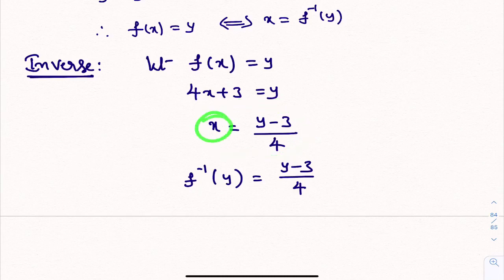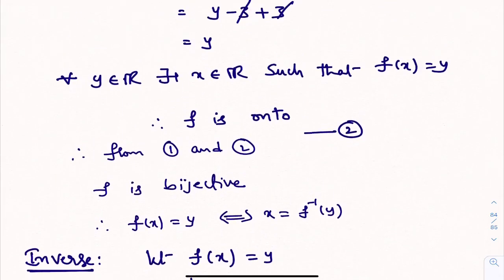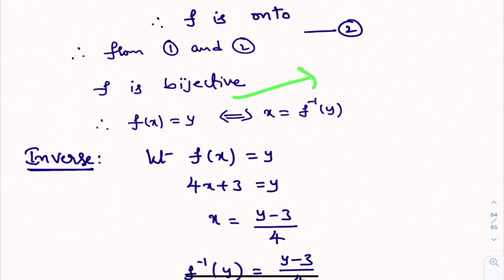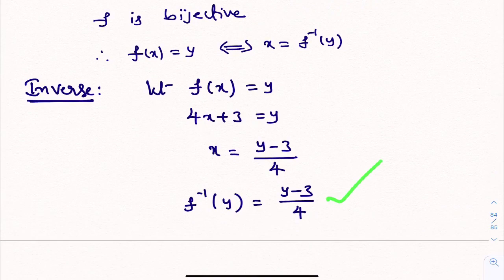Okay, what is x? x is f inverse of y. Look here, what is x? f inverse of y. f inverse of y is y minus 3 divided by 4. So, as it is a bijective function, please write one more step here. What is the step? f is invertible. As it is bijective, f is invertible. I showed that the function is invertible and I calculated its inverse.